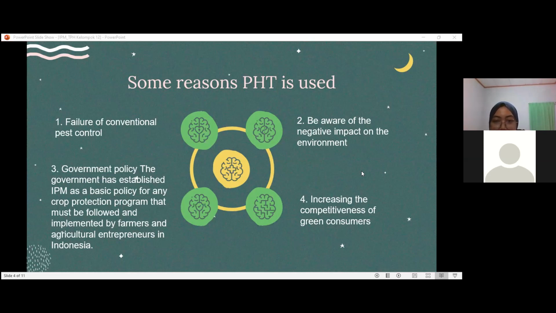4. Increasing competition. Green consumers increasingly dominate global and domestic markets, so that farmers with IPM principles have higher competitiveness than conventional farming.